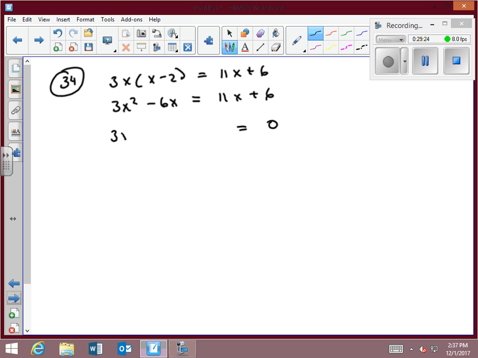We don't have any other x squares, but that 11x on the right is coming over as a negative, with the negative 6, making it negative 17, right? And that 6 on the right is coming over negative. Now you can see it's descending order, leading term positive, no common factors, not a special case, right? So it's going to be trial and error.